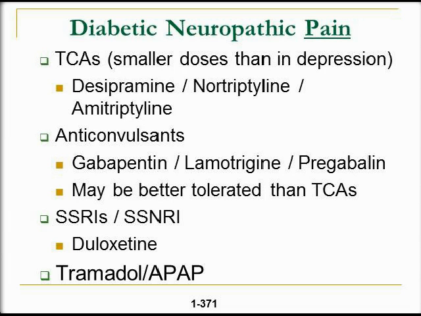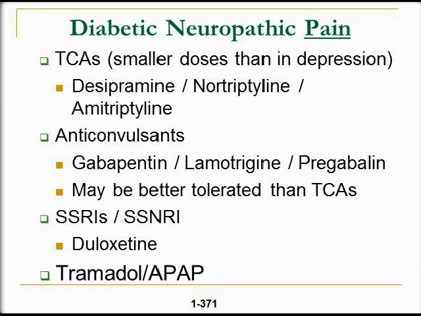TCAs are wonderful medications from an efficacy standpoint. The problem is they have lots of anticholinergic side effects and are not well tolerated. And usually the doses of these medications are a lot lower than what you would actually use in the treatment of depression, where they're not used that commonly anymore either, from a side effect profile. But you can use gabapentin, lamotrigine, pregabalin, which have all been looked at at least. Some of them are approved, some of them are not, but they've at least been studied in neuropathic pain. They're probably not any more efficacious per se than TCAs, but they're certainly better tolerated.